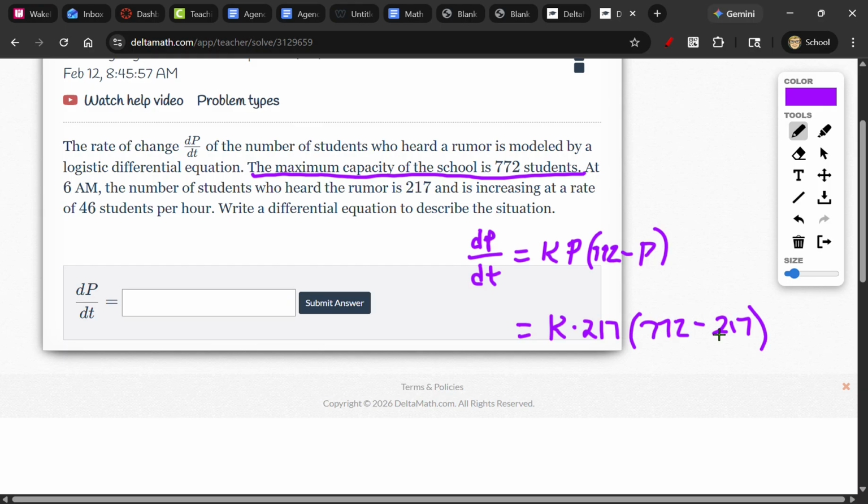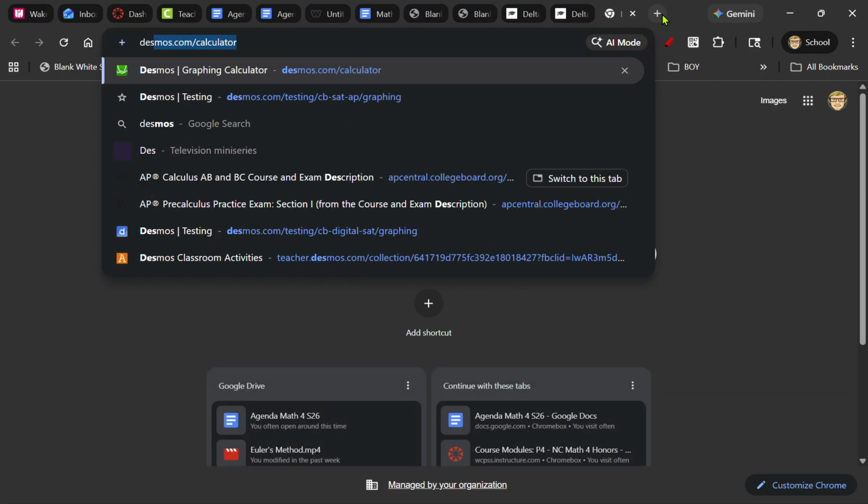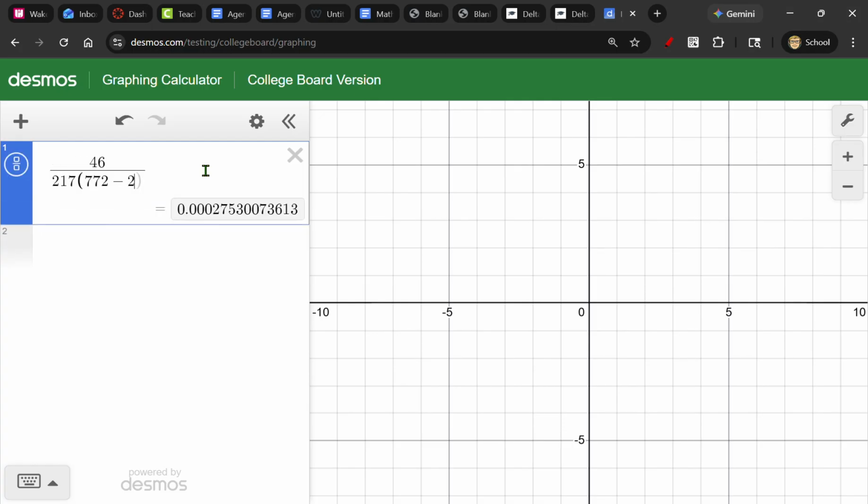And then the rate of change when that number of people know the rumor is 46 students per hour, right? So the rumor is spreading at a rate of 46 students per hour. We've got to figure out what k is. So k is going to be 46 divided by all this stuff, which we can let Desmos crank out the crazy fraction for that, right? Let's use the College Board version of this. So 46 over 217 times 772 minus 217. And we're going to copy this fraction.